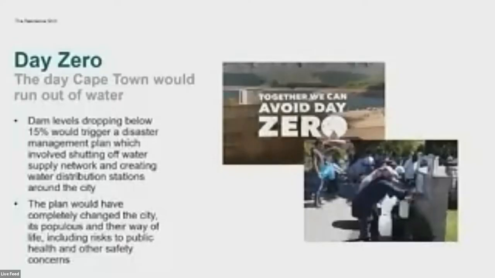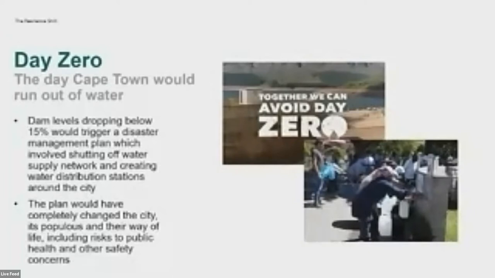So this was a disaster management plan that was put in place that would be triggered if the dam levels fell below a 15% threshold. And it was called the Day Zero Plan. And many experts at the time felt that it was unavoidable.